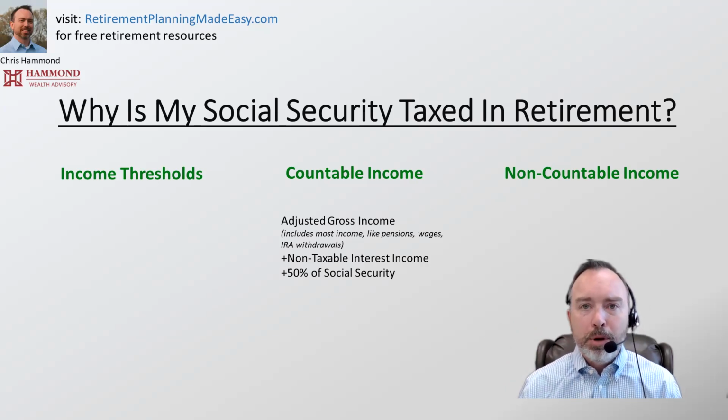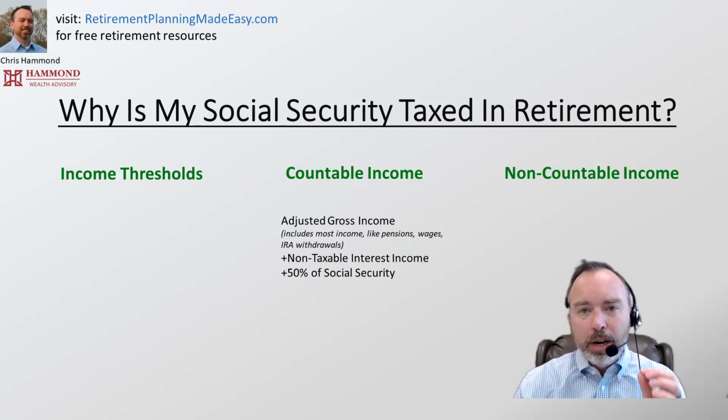So think of municipal bonds, where you may not have to pay federal income tax on them. That number can still be used to push you into a threshold where your Social Security benefits are taxed. And then lastly, they'll take 50% of your Social Security benefits and count that number in the calculation to get you to that income threshold that determines whether or not those benefits are going to be subject to taxation or not. So that's what goes into it.